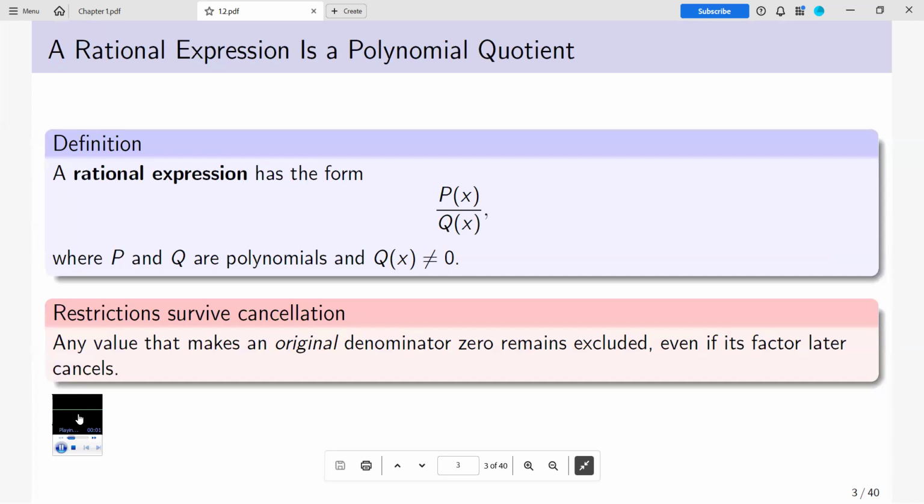A rational expression is a quotient of polynomials. Domain restrictions come from the original expression and do not disappear when a factor cancels. Cancellation simplifies the formula, not its personal history.